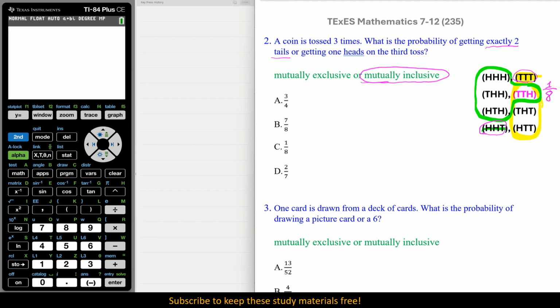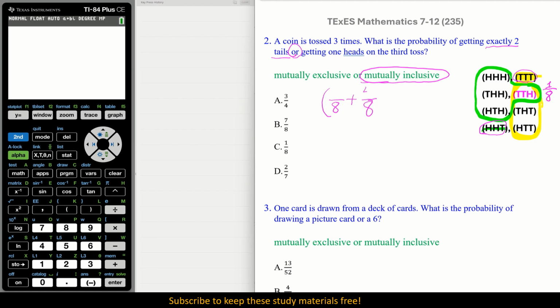All right. So to begin with, what do we have? We have 2 exact tails. Out of the 8, we have 4. Now we have an or situation, so I added. And then out of the 8, they want heads on the third toss. Well, that's 1, 2, 3, 4. Sorry, I did this backwards.